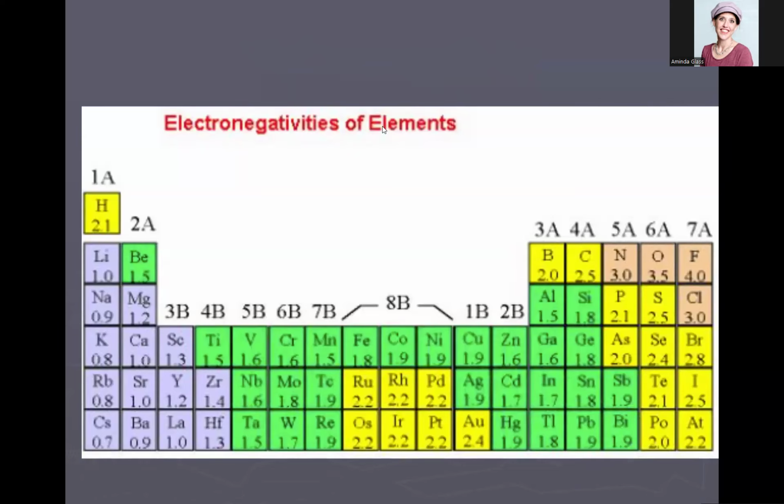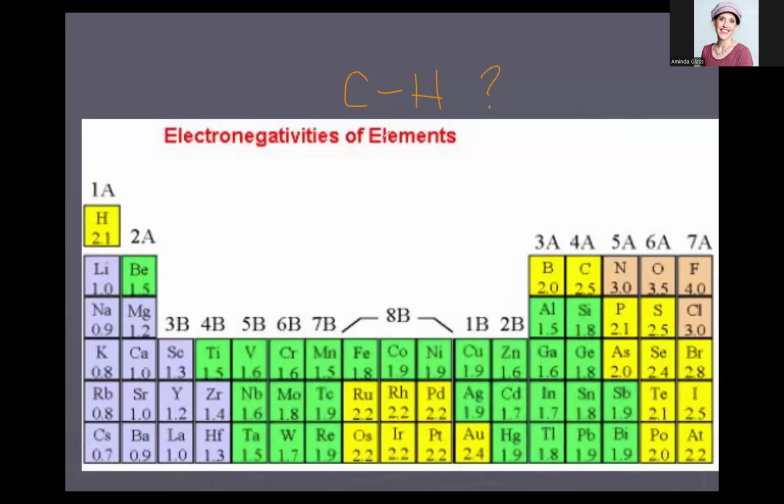So if we had the question again, what type of bond is between carbon and hydrogen, you would look and find carbon here, which is 2.5, and you'd subtract hydrogen's value, which is 2.1, and your difference would be 0.4. Then you'd use that range of values I gave you to determine what type of bond this is. And we had a nonpolar bond because it's less than 0.5. So CH is considered a nonpolar bond.